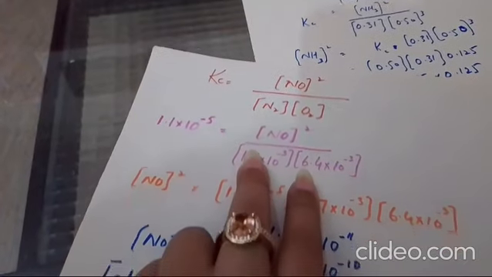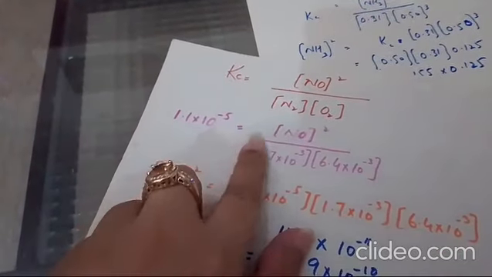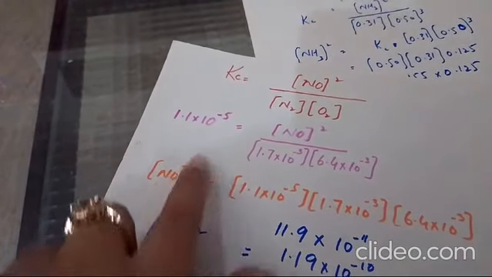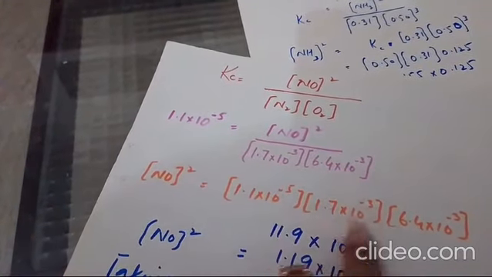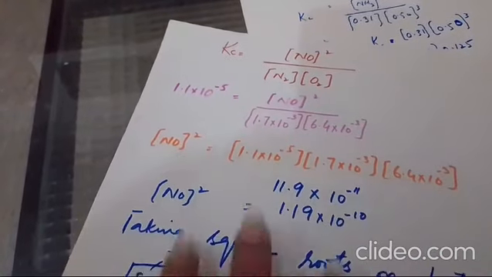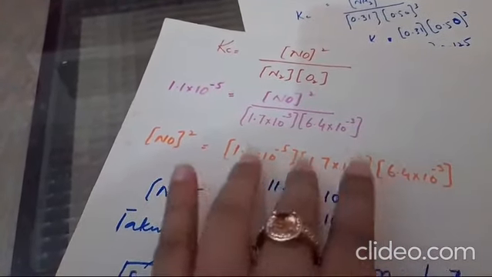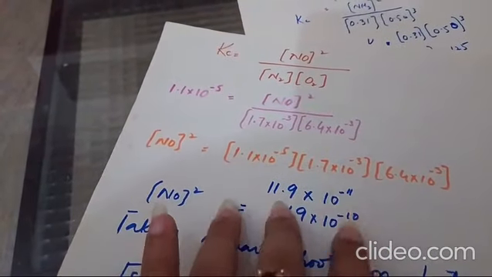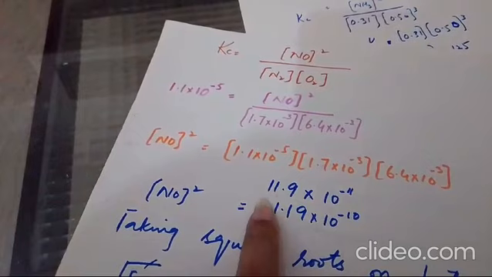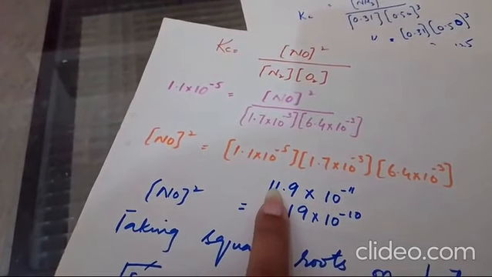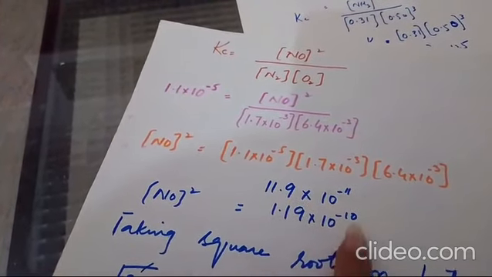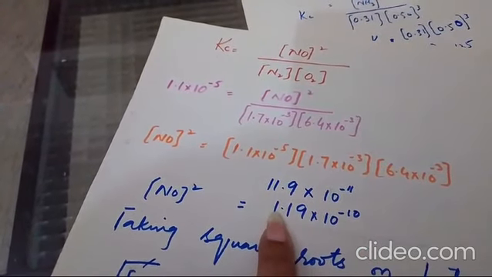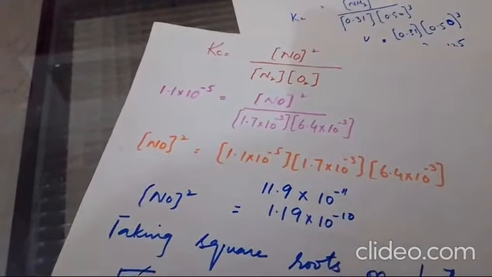Now what we have to do is take this NO squared to this side, and these three values come side by side. After multiplying these three values, we get the answer 1.9 into 10 to the power minus 11. The decimal moves one digit, due to which the exponent decreases. Minus 11 becomes minus 10, and it becomes 1.19 into 10 to the power minus 10.